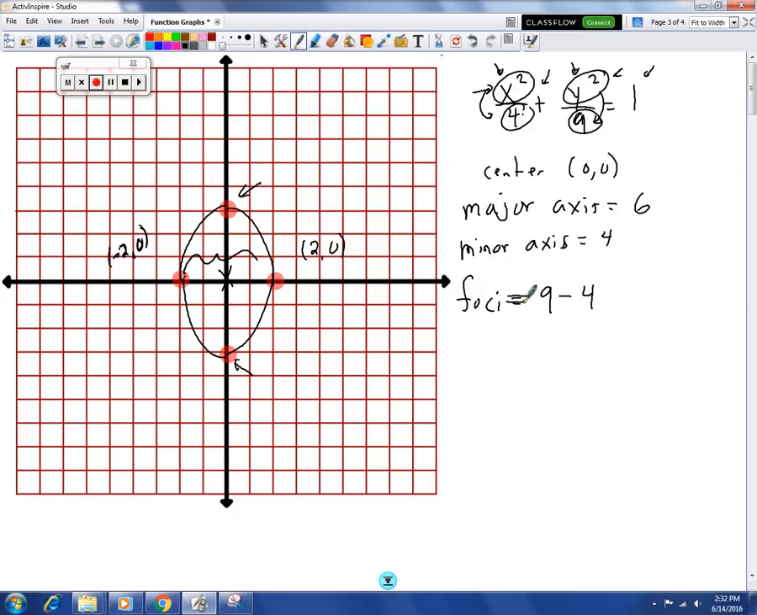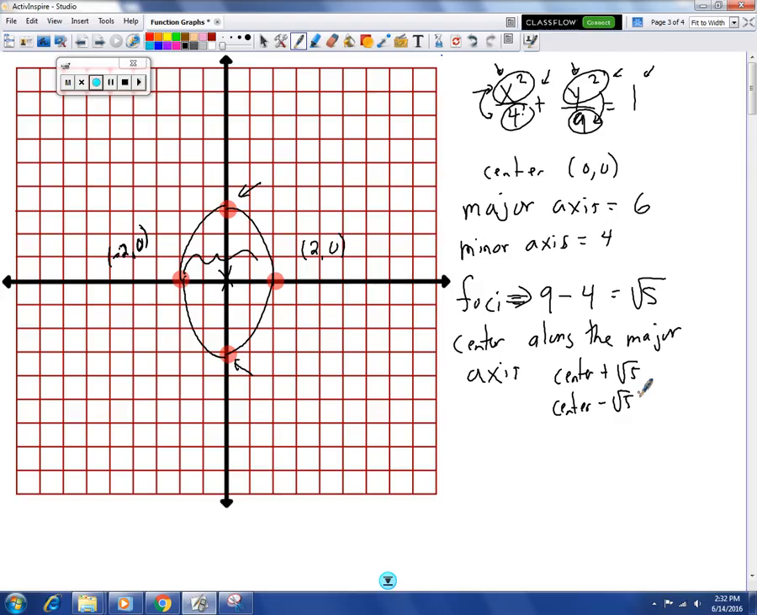Okay, so I get a 5, and I do the square root of that. Alright, and then I go from my origin, from my center, along the major axis. You don't use the minor axis. You do the center plus that square root of 5, and the center minus square root of 5. So you take the center and go to the right, square root of 5.